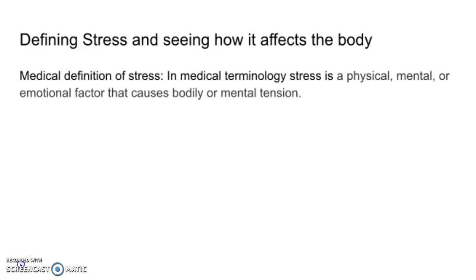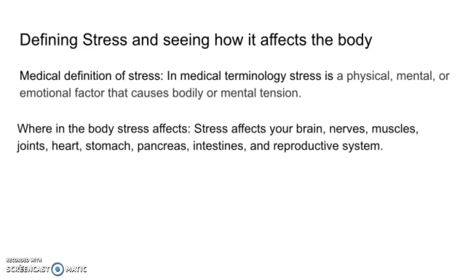Now, in an article written by Dr. William Shield Jr., it is stated that stress affects your brain, nerves, muscles, joints, heart, stomach, pancreas, intestines, and the reproductive system. Specifically, stress can cause constriction of blood vessels in many parts of the body, decreasing functions there. It also causes the secretion of nutrients for muscular action, primarily fat and glucose.